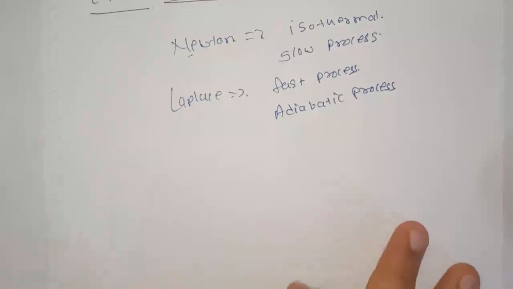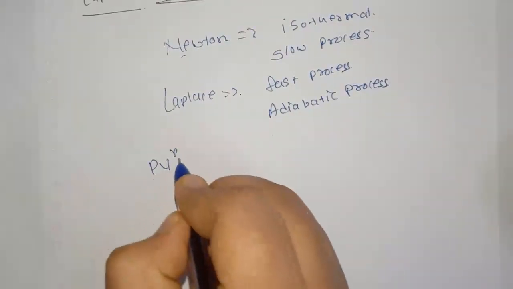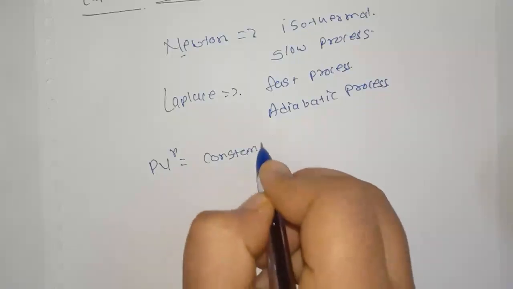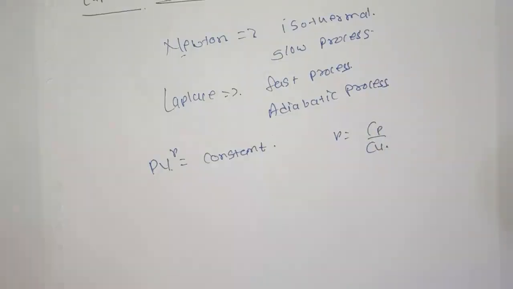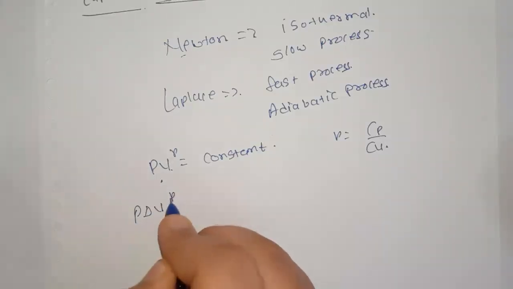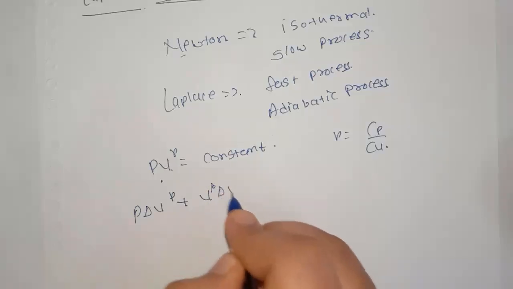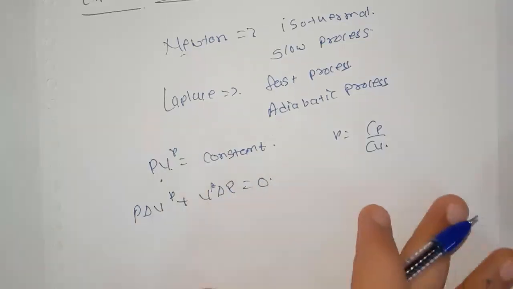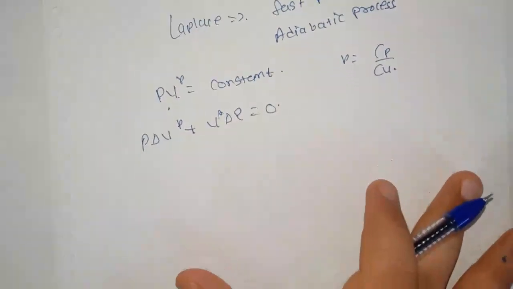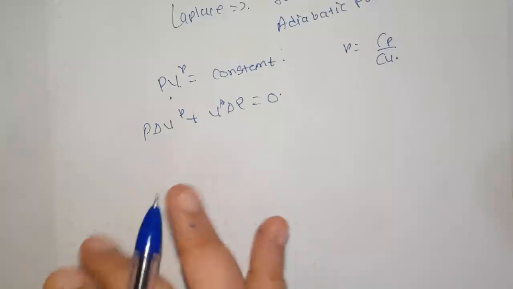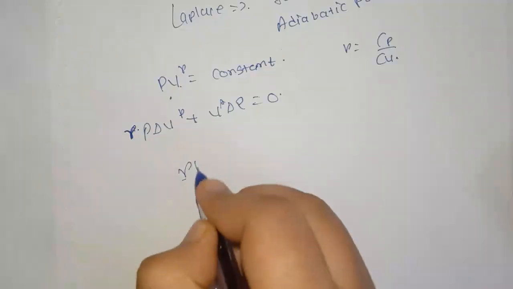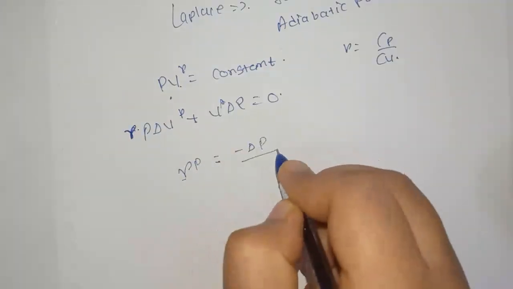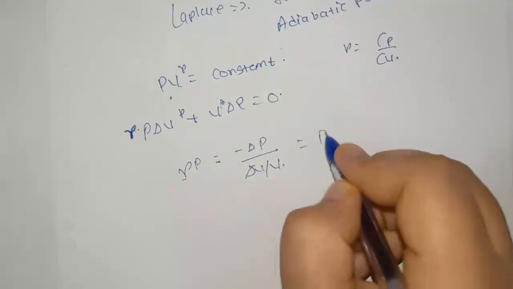So, for an adiabatic process, we can write PV^gamma equals constant. Here, gamma is the ratio of Cp and Cv. From this, we can write P delta V^gamma plus V^gamma delta P equals 0. This will be multiplied by gamma. So, gamma P equals minus delta P divided by delta V by V, that is the bulk modulus.